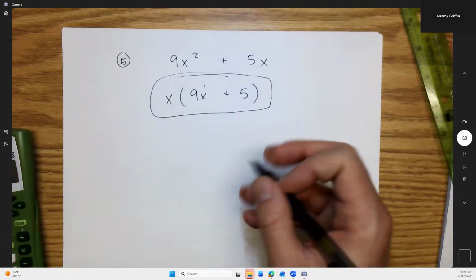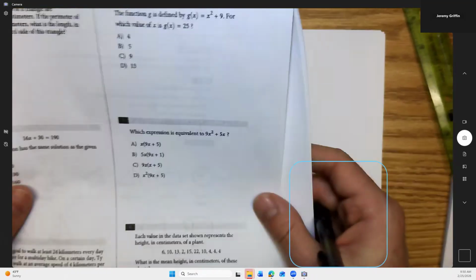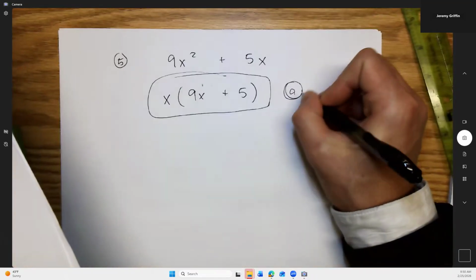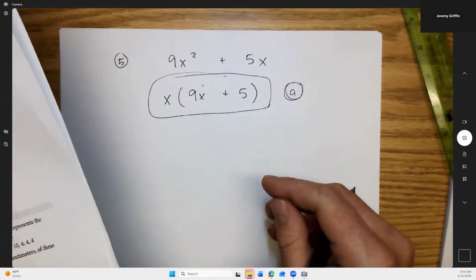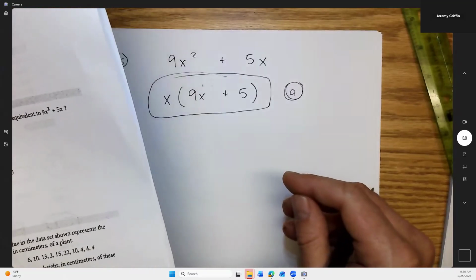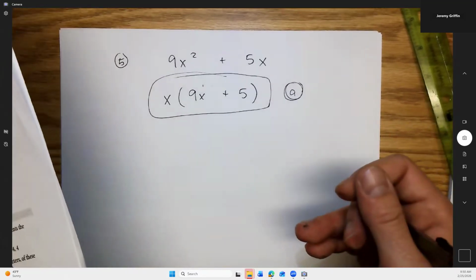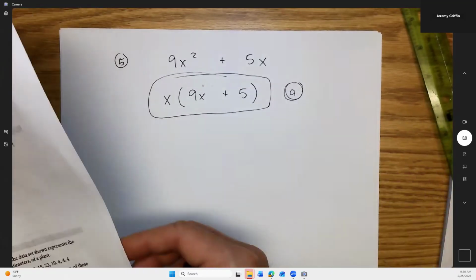Let me see if that's an answer choice. So it looks like option A is the answer. Yeah, my key is saying the answer is A. The answer is A. Yeah, okay, and then 5 is A.